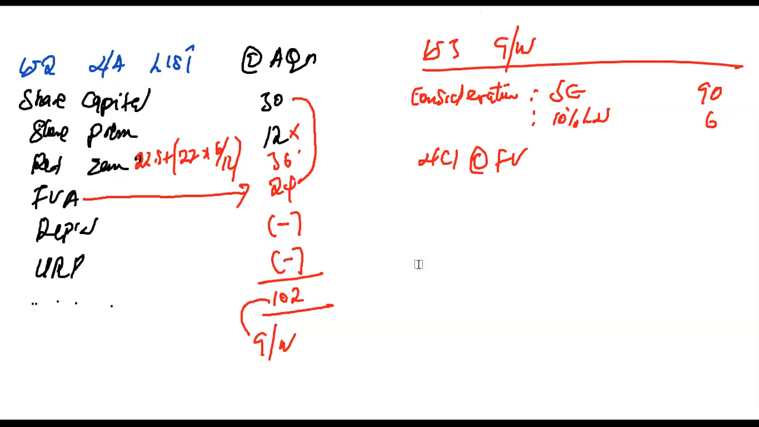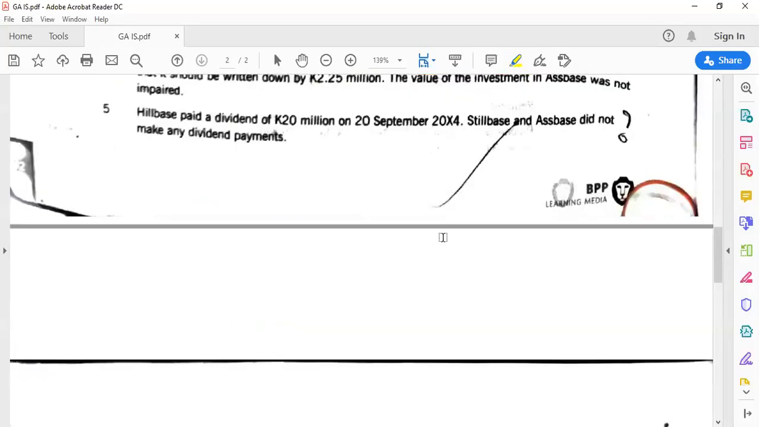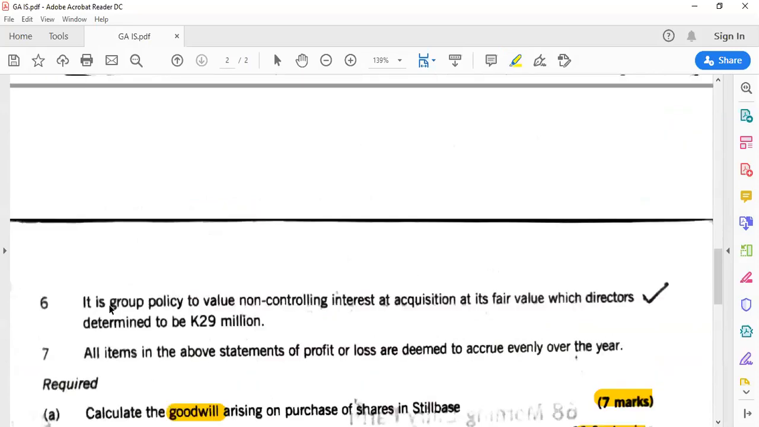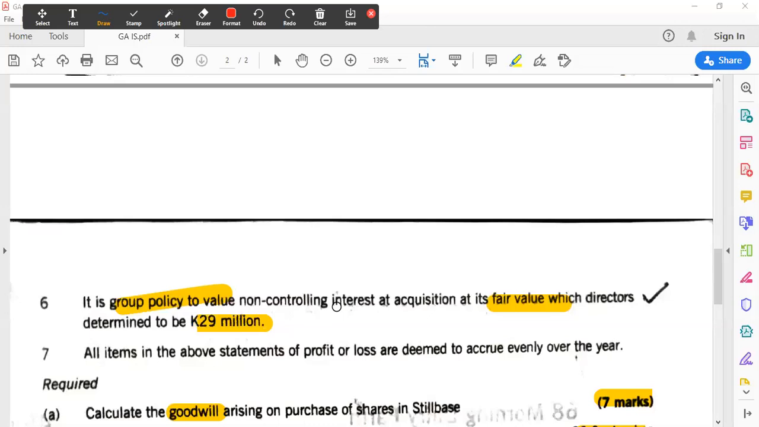So what I'm gonna do is this. Simply go to the notes and look for this: it is group's policy to value non-controlling interests at its fair value, which the director has determined to be how much? 29 million. So the fair value of NCI is 29 million. So the job is done here. We go to our NCI and put 29 million there.